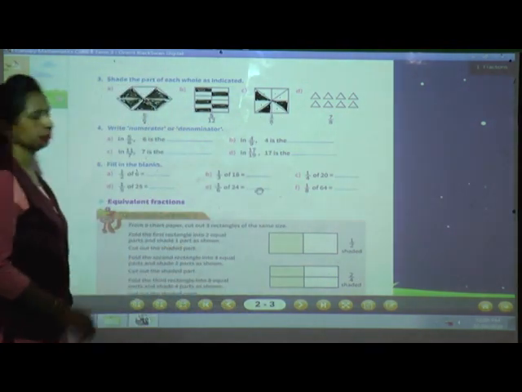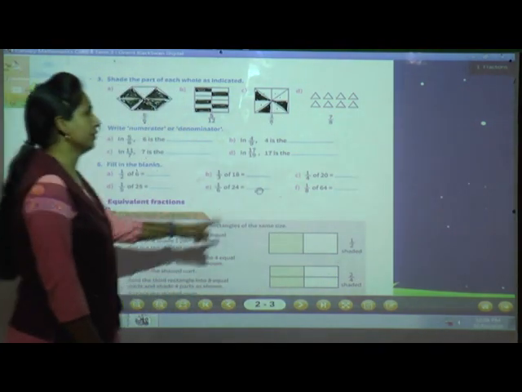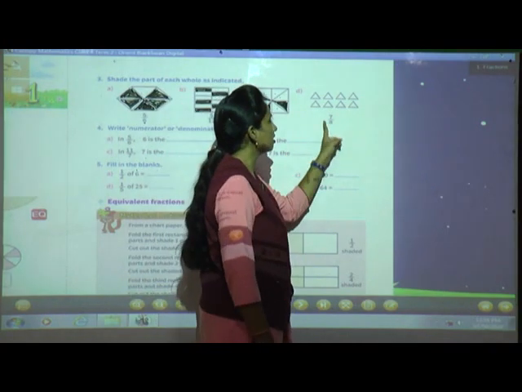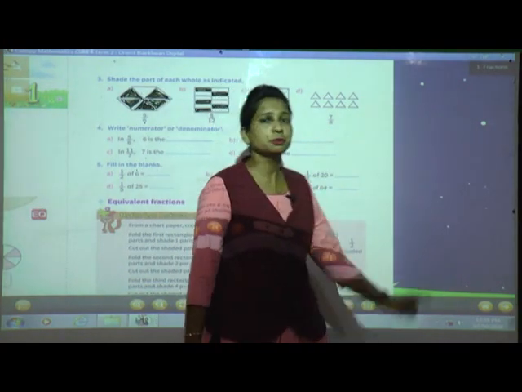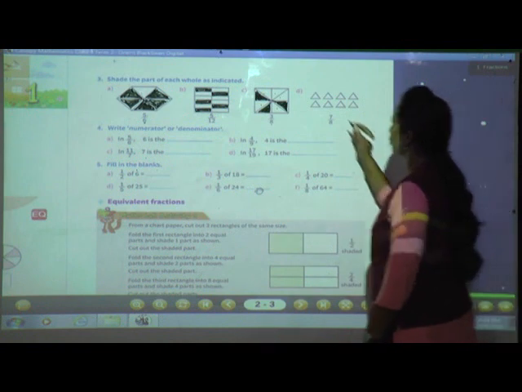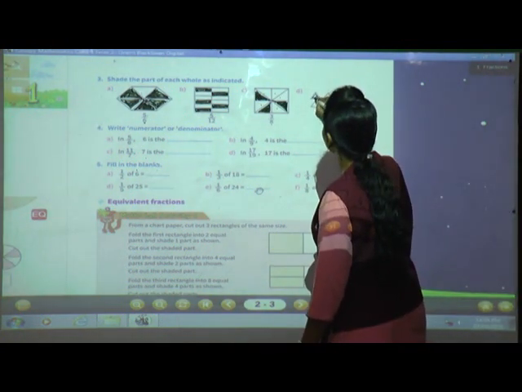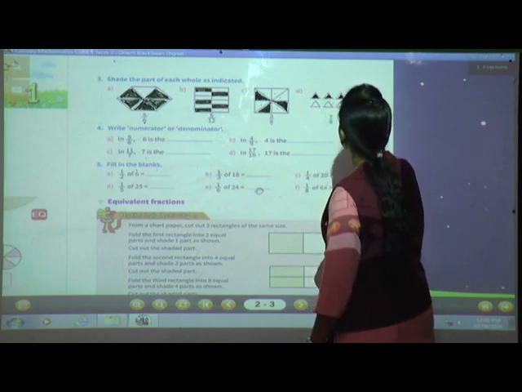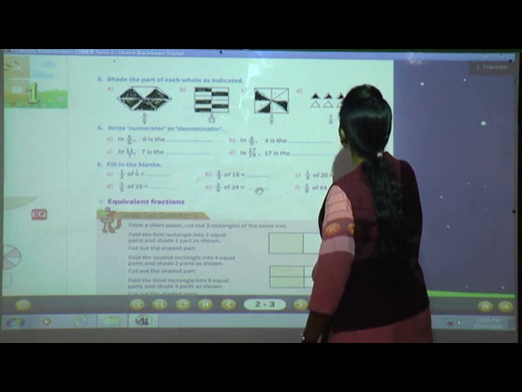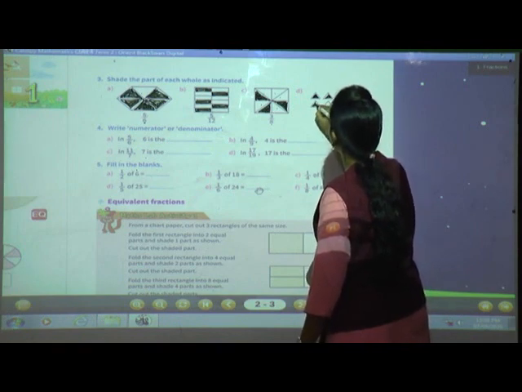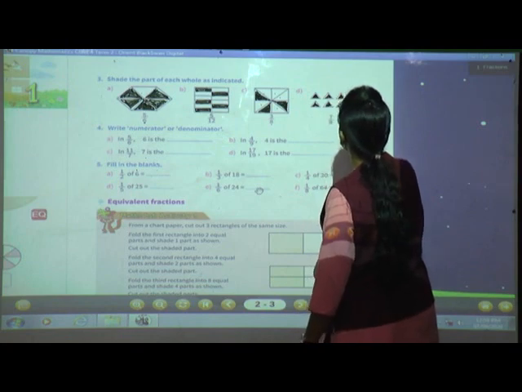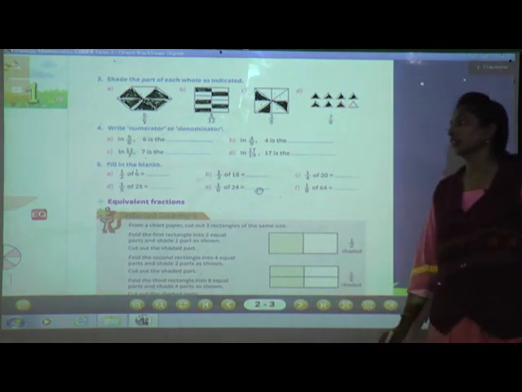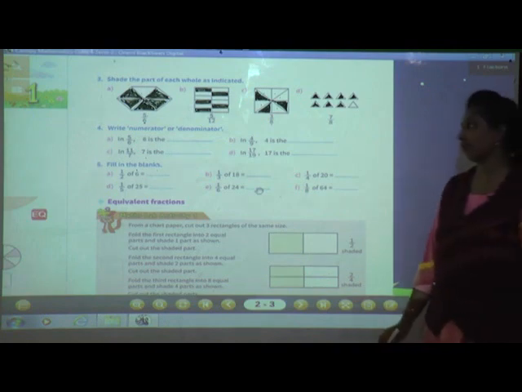Okay. Now see next. They are given triangles. How many triangles? 8. Out of that we need to color 7 triangles. So just color the triangles. One, two, three, 4, 5, 6, 7. Clear? Yes, very good.